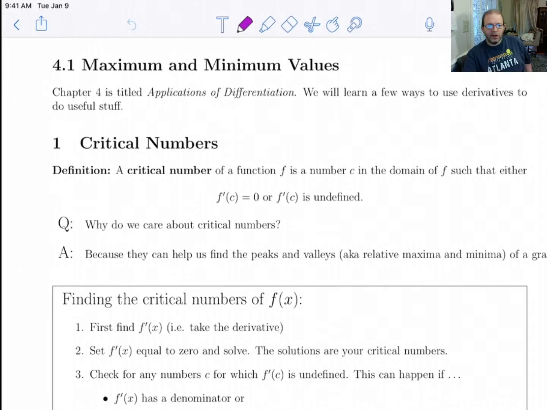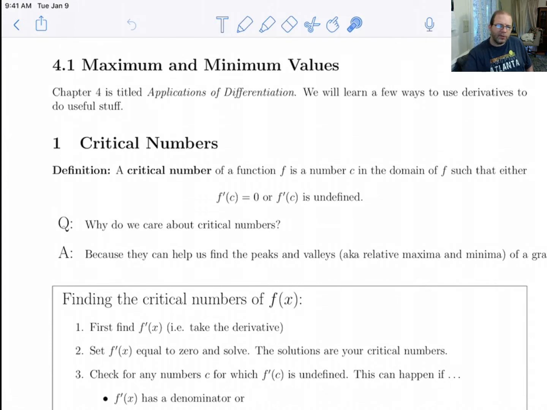Hey guys, today we're going to start chapter 4, and the first section is 4.1, which is on maximum and minimum values. Now the first thing we need to look at for this is what's called critical numbers of a function. So I've got the definition here. A critical number of a function f is a number c in the domain of f such that either f prime of c is 0 or f prime of c is undefined.